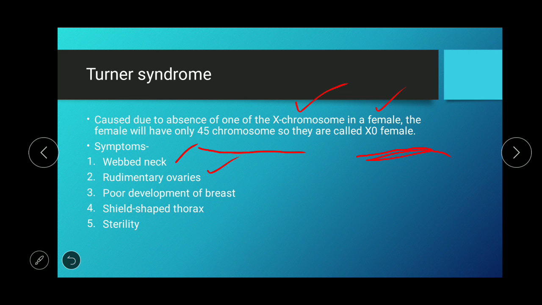Rudimentary ovaries will be there, so non-functional ovaries. Poor development of breast, the breast development will be abnormal. Here also you can see the secondary sexual characters will be affected. Then you can see the shield shaped thorax also. The thorax will be shield shaped, and they are also sterile. Sterility will be there. So this is the end of the video.